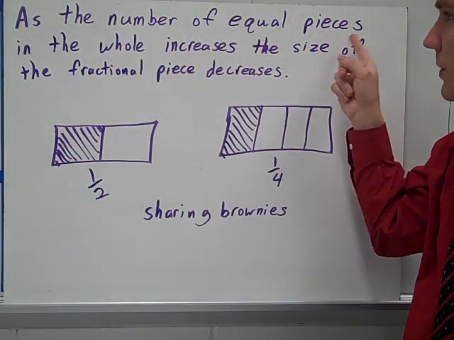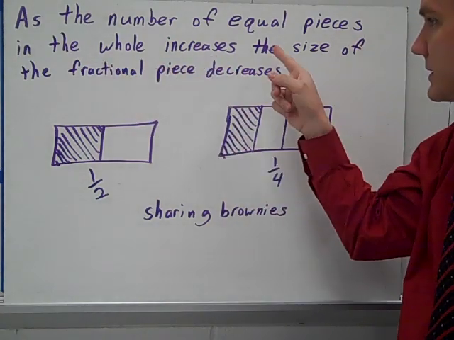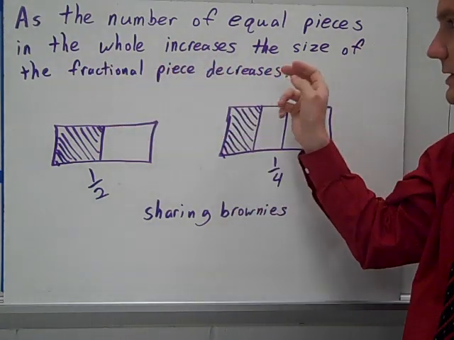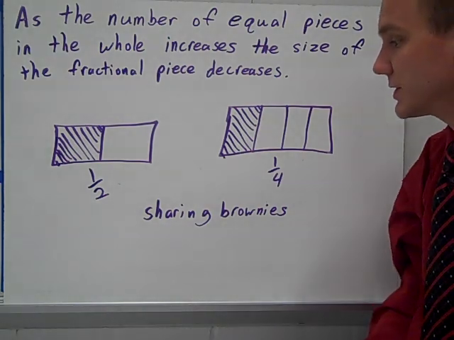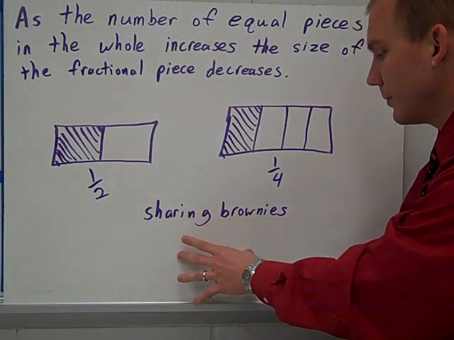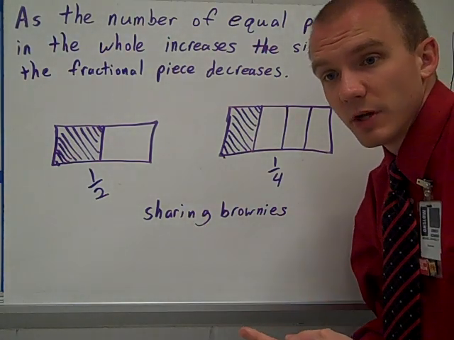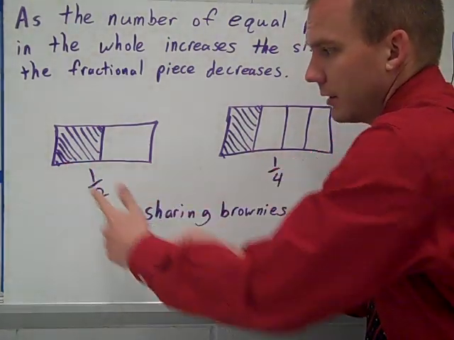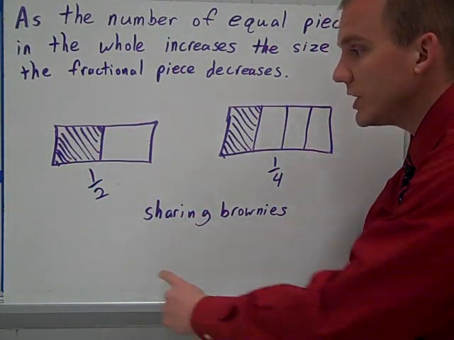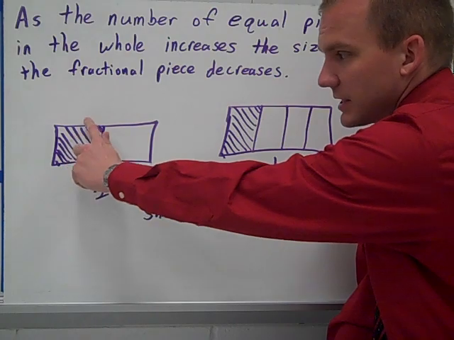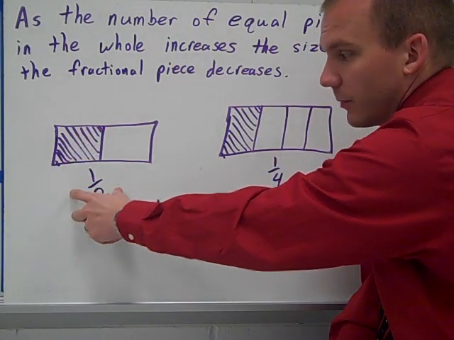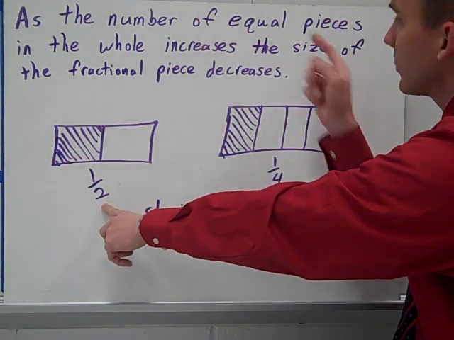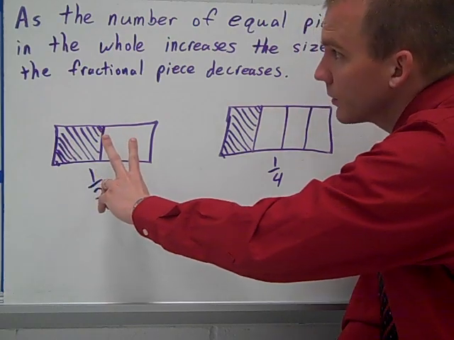As the number of equal pieces in the whole increases, the size of the fractional piece decreases. What do I mean? Let's think about sharing brownies. Say you're sharing with 2 people. You have 1 brownie right here, and you share with 2 people. Well, you would each get 1/2, or this much of the brownie. So you get a bigger part, and the number of equal pieces is 2. You have 2 equal pieces.